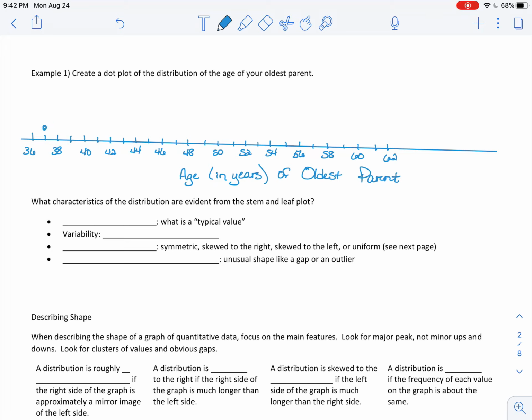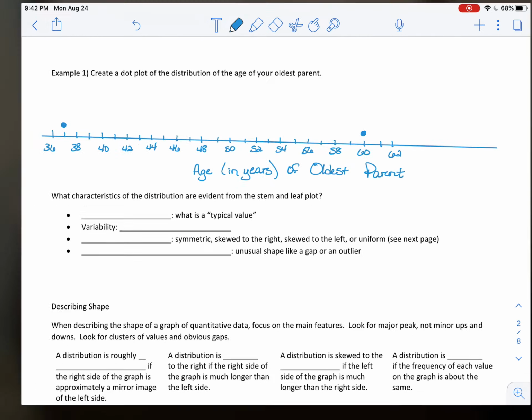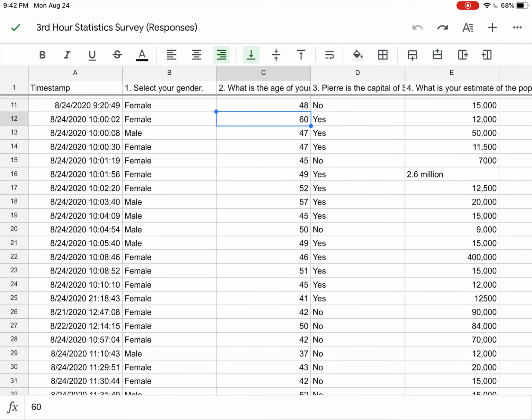So then I know there was a 37-year-old parent. I know there is a 60-year-old parent. And all the other dots are going to be in between. I don't really want to go find the next oldest.